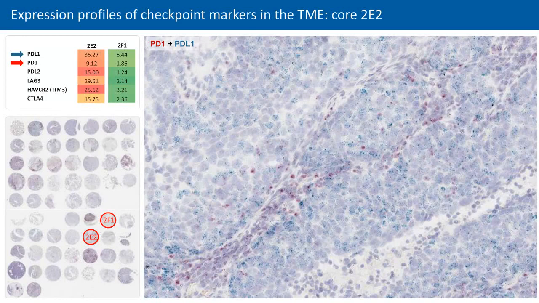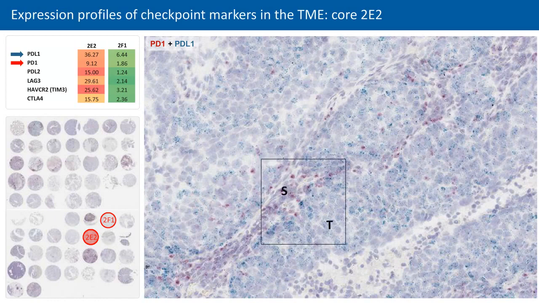This image from core 2E2 visualizes the quantified checkpoint expression data for PD-1 in red and PD-L1 in green within the morphological tissue context of the TME. As indicated by the red shading in the table, PD-L1 and PD-1 expression are high in this highly inflamed core. While red PD-1 dot signals are present in the stroma, presumably on infiltrating immune cells like tumor-infiltrating lymphocytes, green punctate dots for PD-L1 mRNA expression are visible in tumor cells in addition to immune stromal cells.